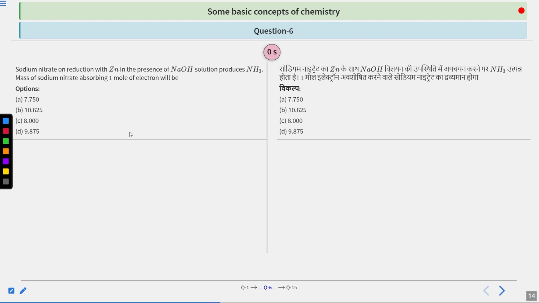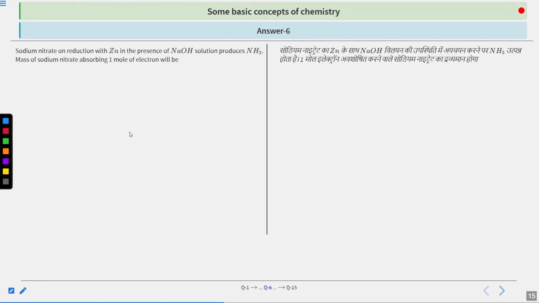Okay, let us first try to understand the question. The question is saying that we are taking sodium nitrate and reducing it with Zn in the presence of NaOH. Upon this reduction of sodium nitrate, we are getting NH3. So what is the mass of sodium nitrate absorbing 1 mole of electron? We have to calculate that. First of all, the correct option is 10.625. What will be the explanation?